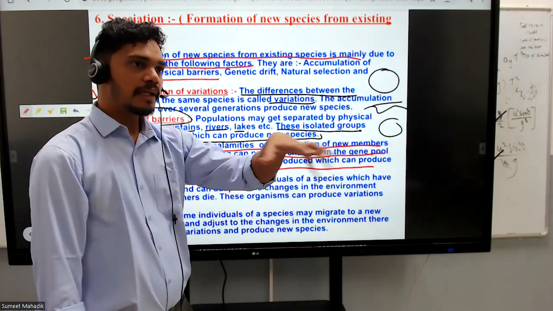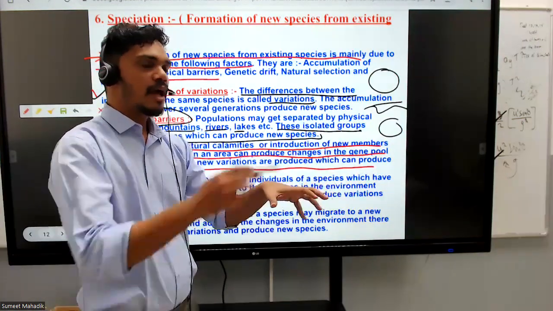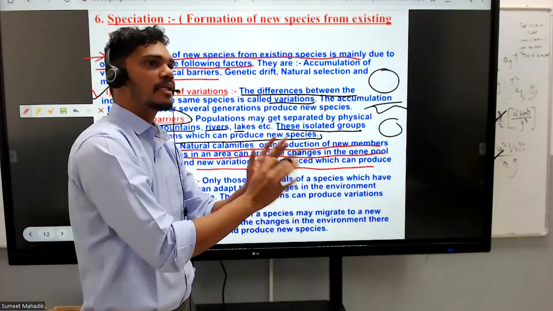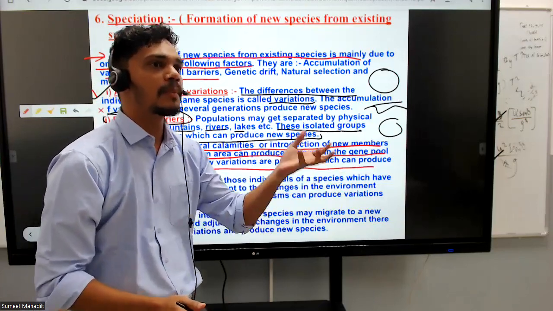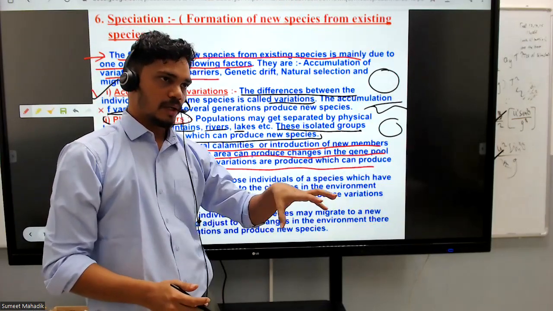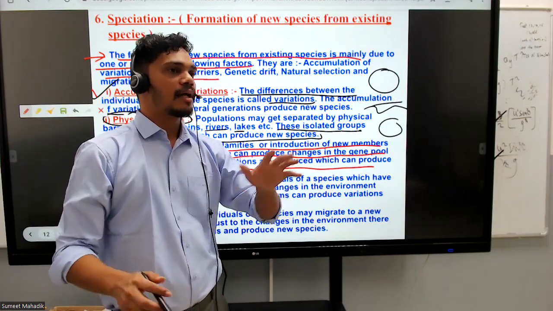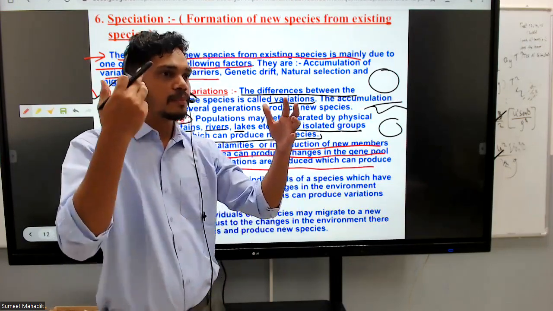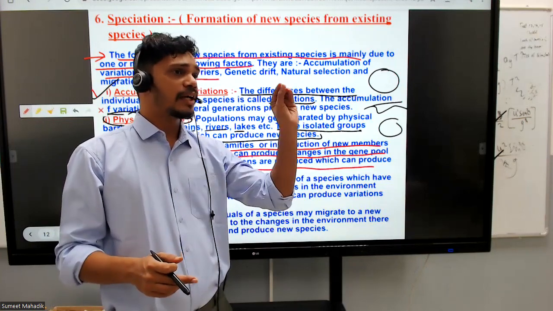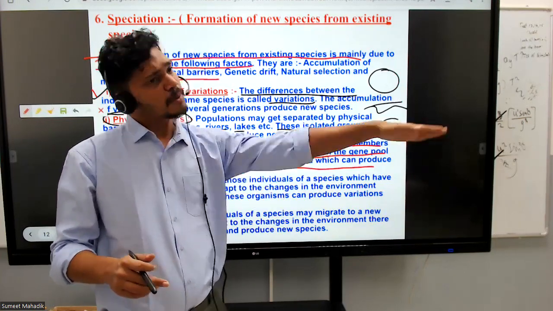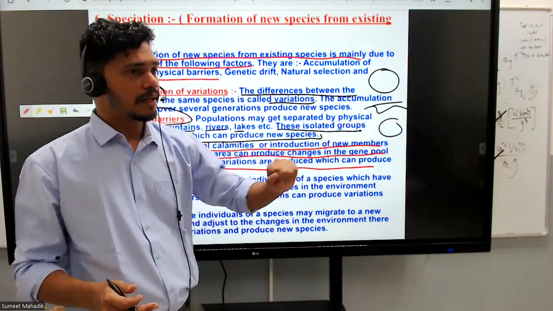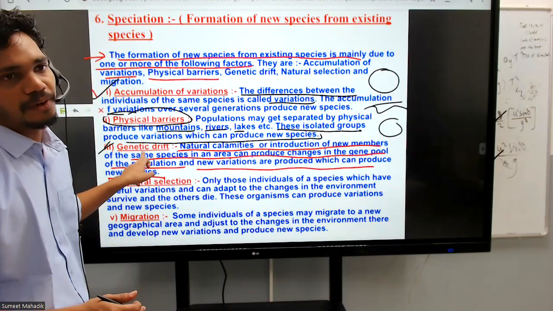So the same community is there, the same species is there, because of natural calamities. Some problem is happening. For example, in Hiroshima and Nagasaki, the atomic bomb was there. So whatever generation came after, they are paralysed, or have no limbs, or have some neurodegenerative problems. But the same species continues despite the atomic radiation exposure. So that is genetic drift.